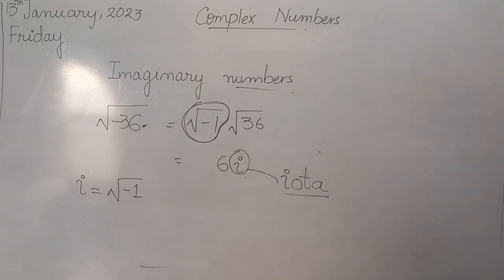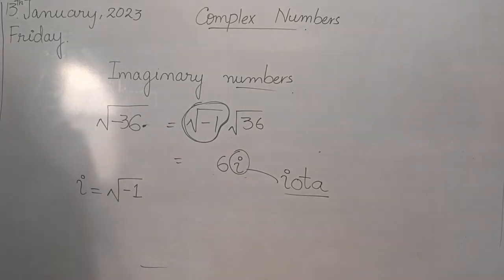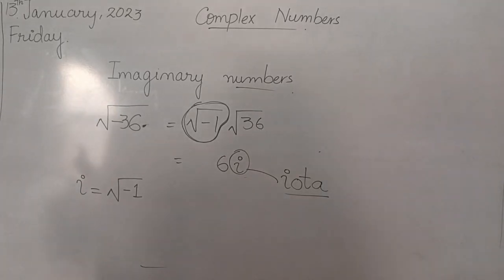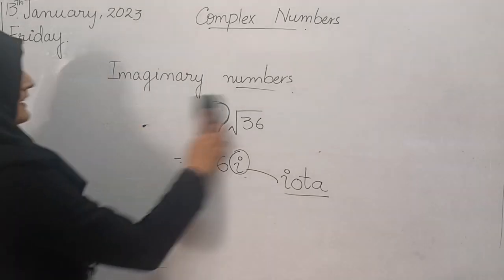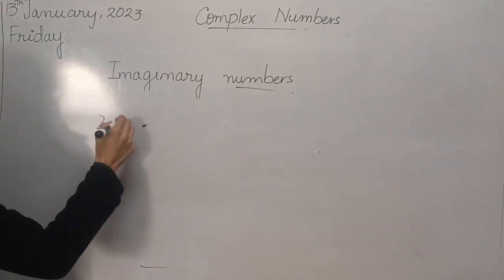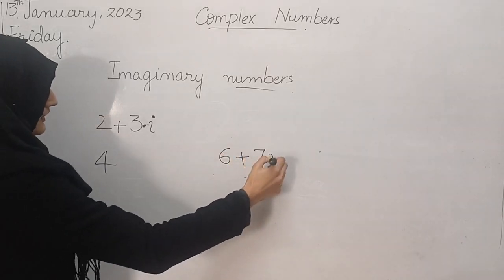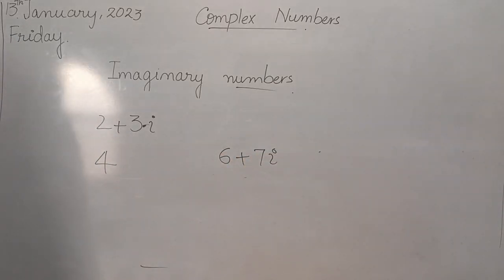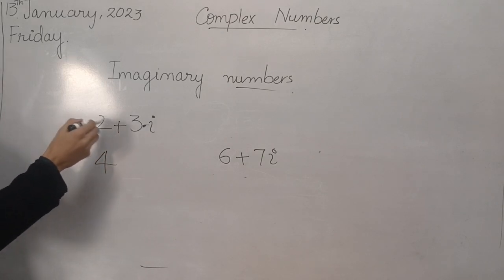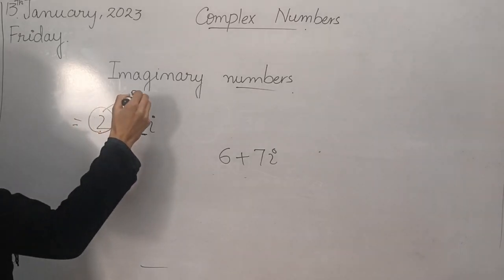Is that clear? Yes. So, when the imaginary numbers come, we have a special type of number which are called complex numbers. For example, I am writing some numbers: 2 plus 3 iota, 4, 6 plus 7 iota. In 2 plus 3 iota, this is a complex number having imaginary part 3 and real part 2. 2 is the real part.